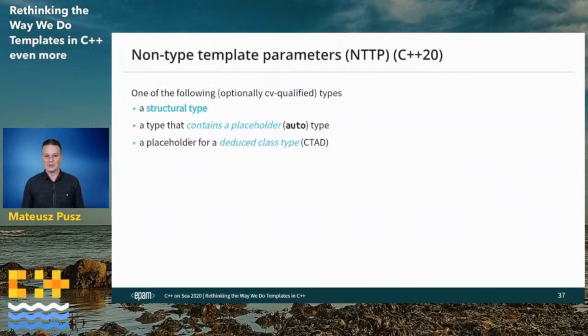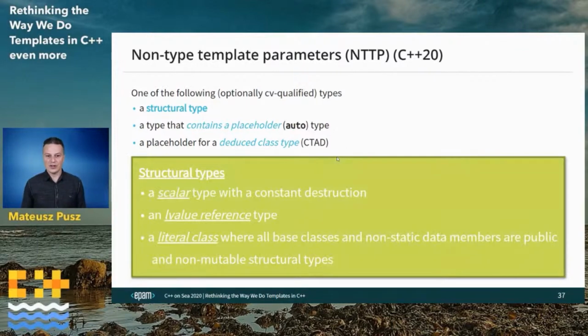So now C++20 comes, and C++20 extended a lot what we can do with non-type template parameters. Right now, non-type template parameters can be one of the following types. It can be either a structural type, or a placeholder auto, or a CTAD, class template argument deduction, placeholder. Structural types are scalars, L-value references, so things that we always had, and literal classes, which are interesting here because this is what's new.